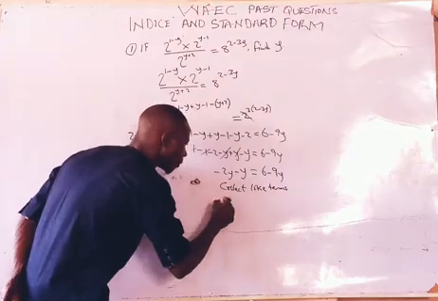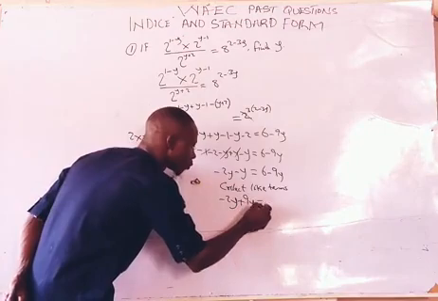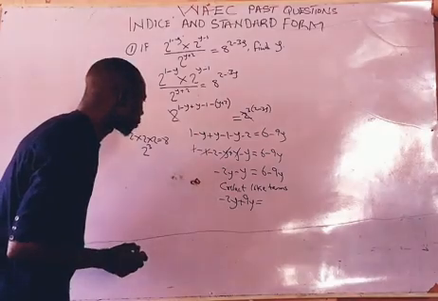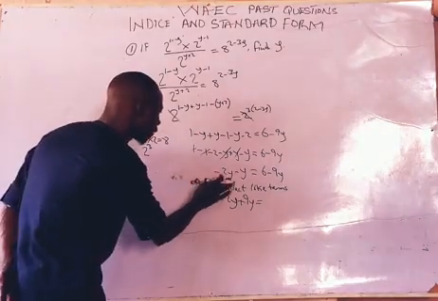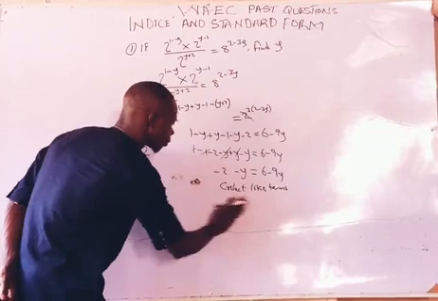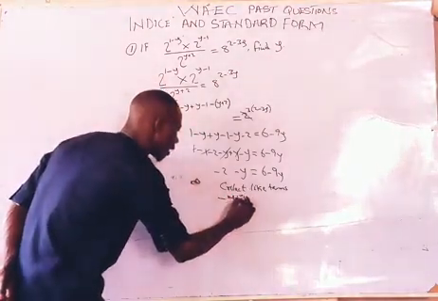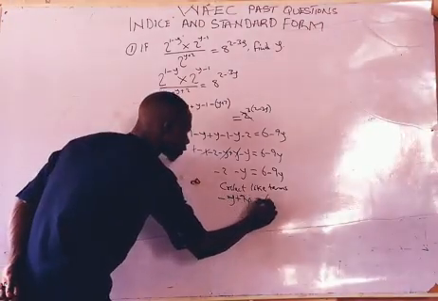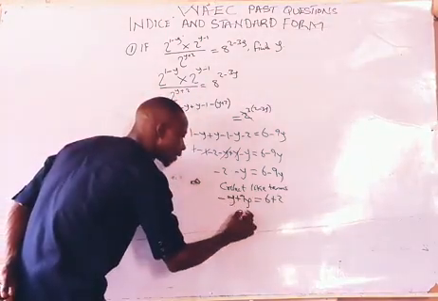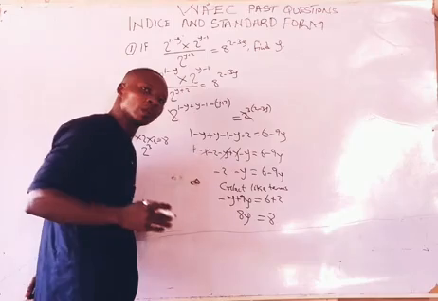So we collect like terms. Sorry, we are not supposed to have minus 2y. We are supposed to have minus 2, sorry. So this is supposed to be minus y plus 9y, all equal to 6 plus 2. So minus y plus 9y is 8y. Thereby, this will be equal to 8.